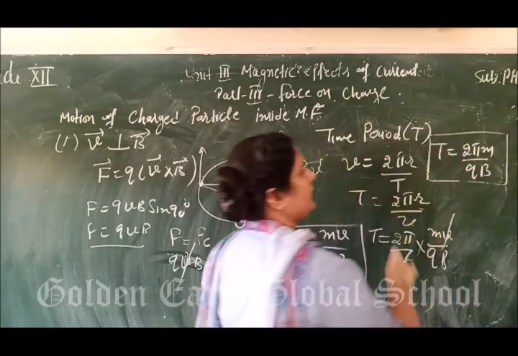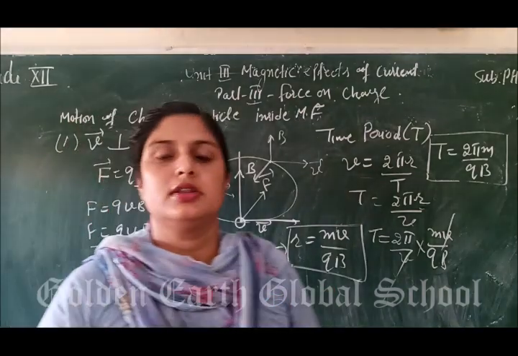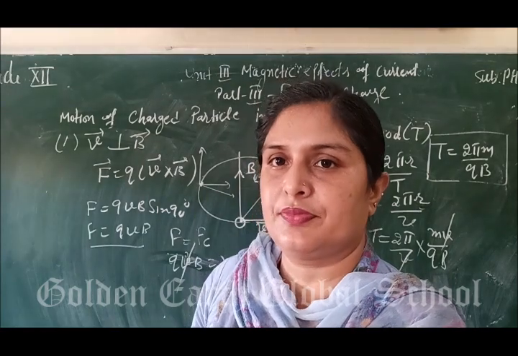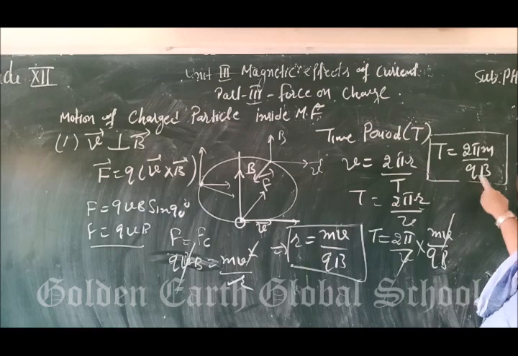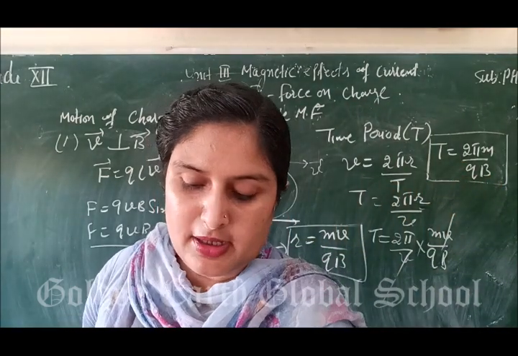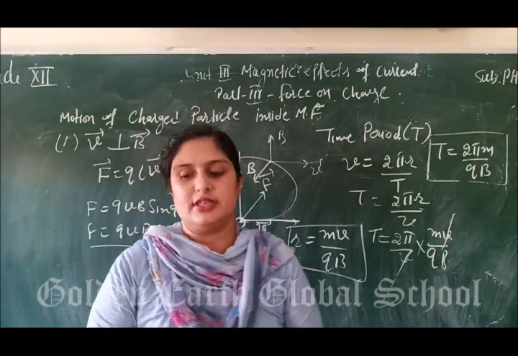This is the time period of the charged particle having the charge q that is moving inside the magnetic field. Clear? So the time period depends upon the mass, charge and the magnetic field. Clear? Now next, we have to calculate the angular frequency.